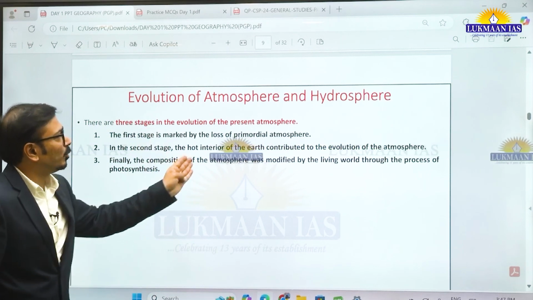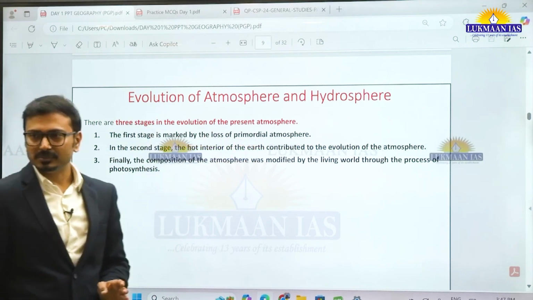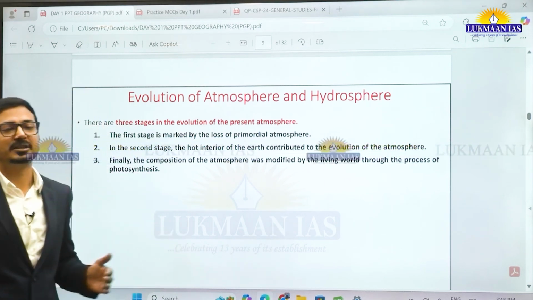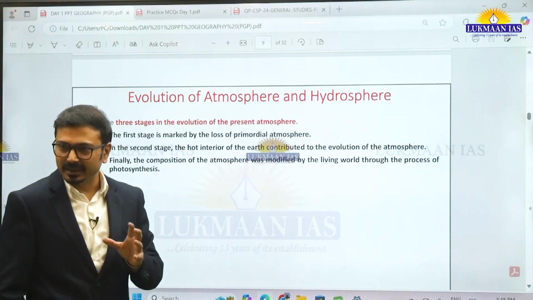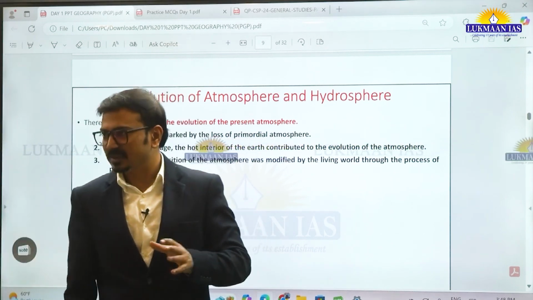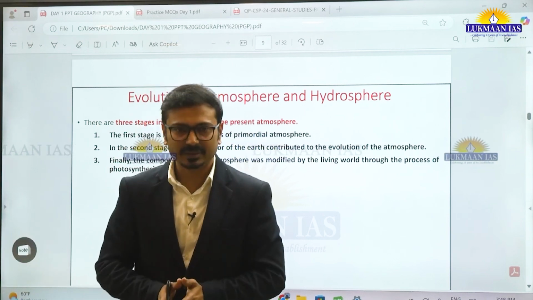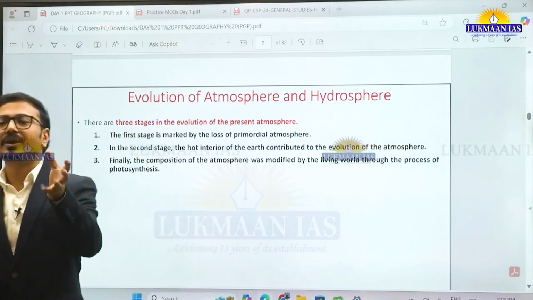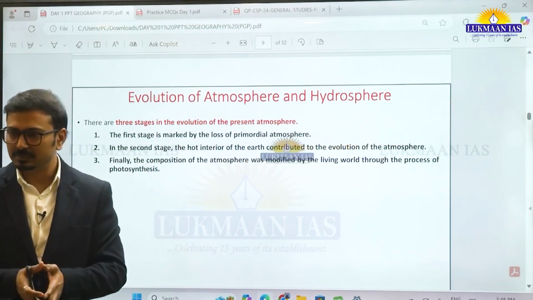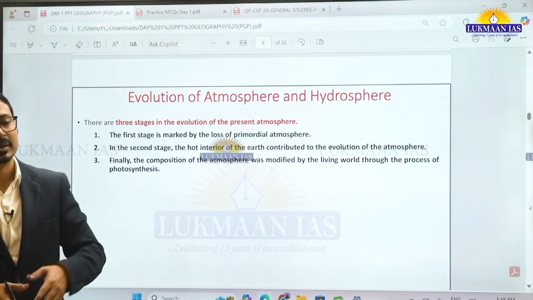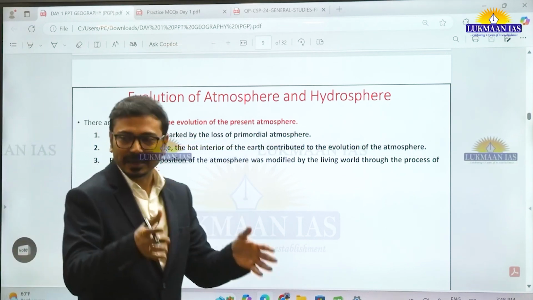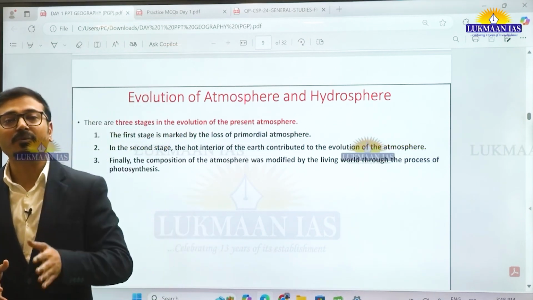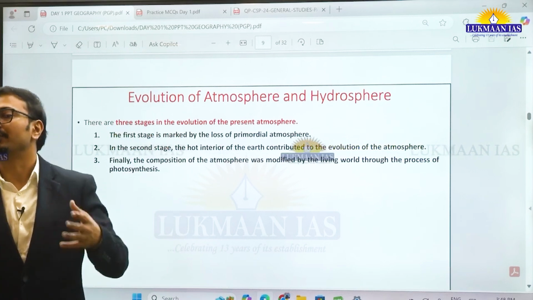Okay, second is atmosphere and hydrosphere. So how was the atmosphere formed? Through three processes. What are these processes? First, the primordial atmosphere was completely different from the present day atmosphere. Its composition was different. The primordial atmosphere had little free oxygen, but at present we have huge free oxygen in our atmosphere. The primordial atmosphere had hydrogen, helium, and even ammonia, methane, these types of gases.